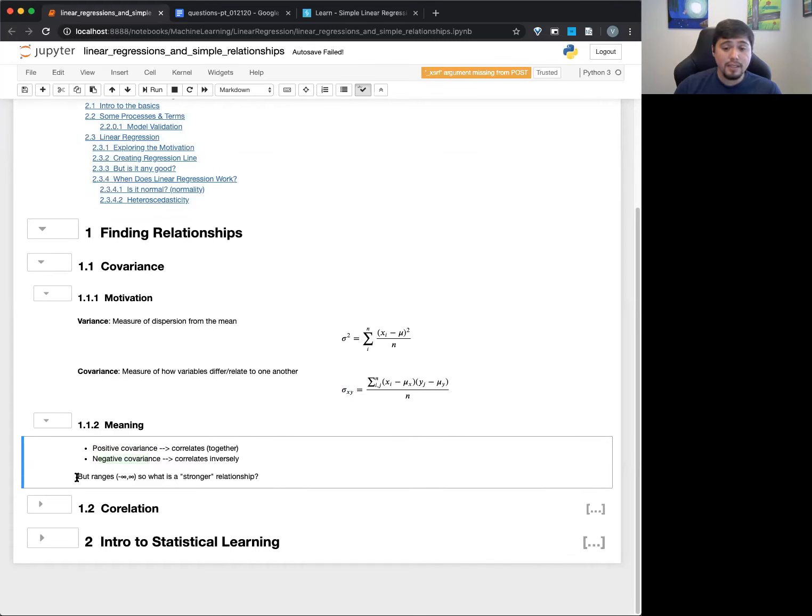But one thing to note is that the range is from negative infinity to infinity. So it's tough with covariance to say exactly what level of correlation it indicates. If I got a covariance of 5.2 versus 6, are those more correlated, and by how much exactly? It's not as easy to compare because of these negatives and the scale of what we're doing.